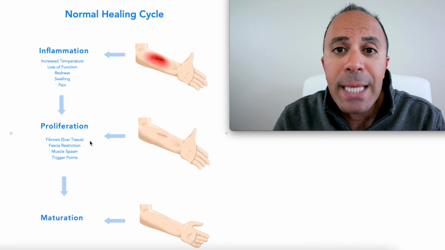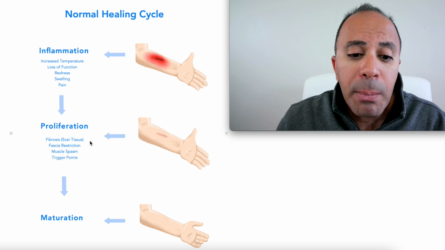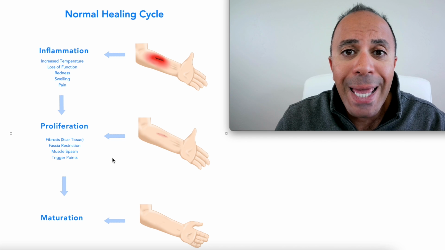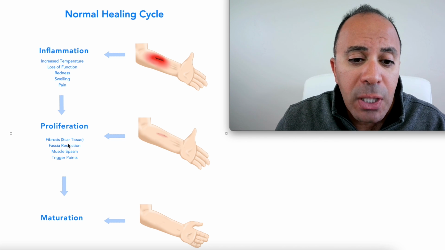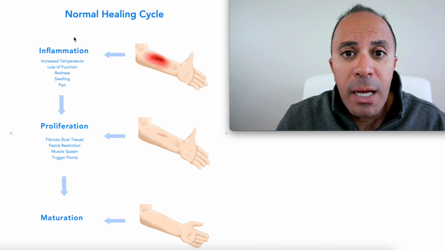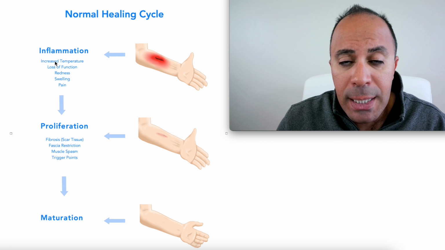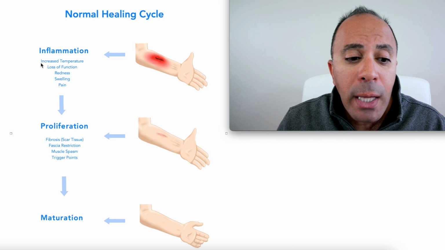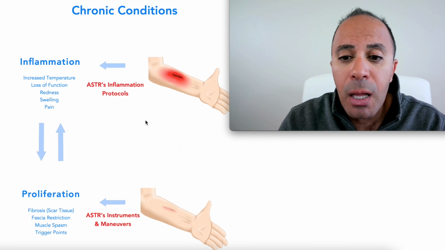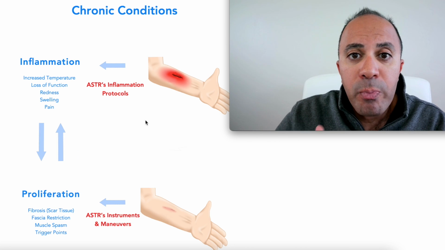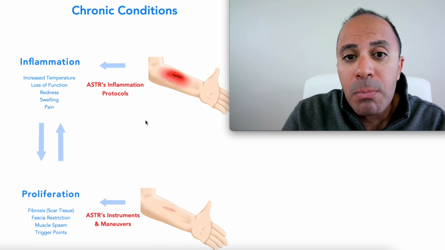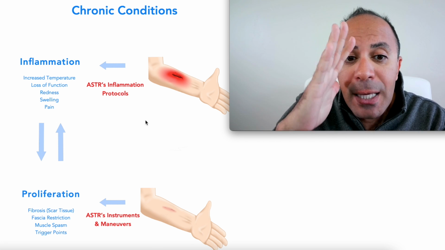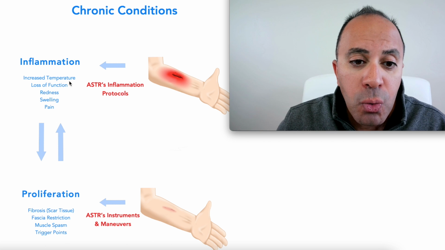So in the perfect scenario, during the maturation stage, the body gets rid of everything from the proliferation stage and gets rid of the inflammation by itself. That could take days, weeks, months, or years. If you are in a chronic condition, and that's very typical, you are stuck in the inflammation and proliferation stages, with your body going back and forth between those two stages.